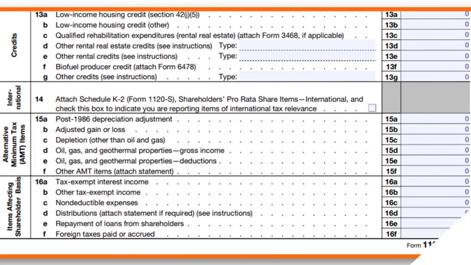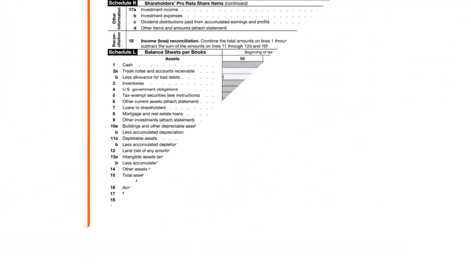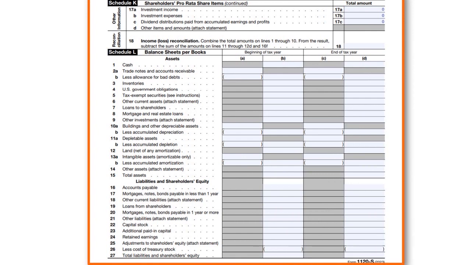So basically, moving on, I'm showing you on the screen from line 13A all the way to line 16A. None of it is applicable to our hypothetical S corporation here. And Schedule K from line 17A all the way through 17D, there are no amounts here. I'm just showing you what things look like, so you have a clear idea what every form looks like.